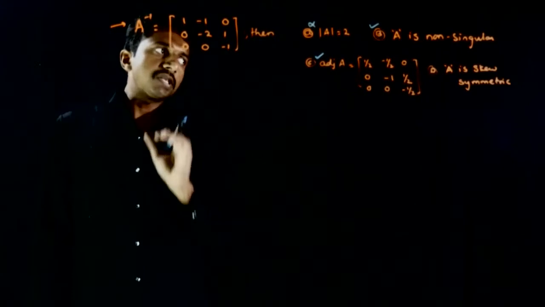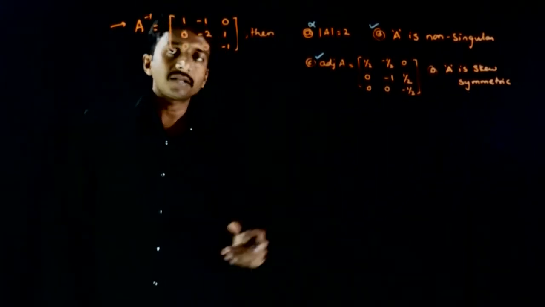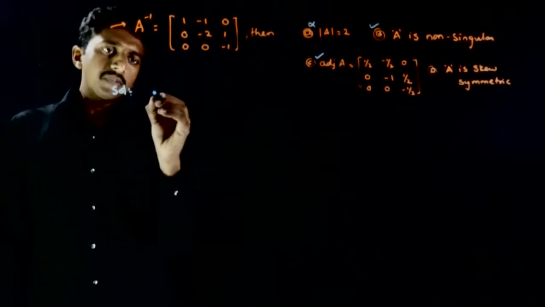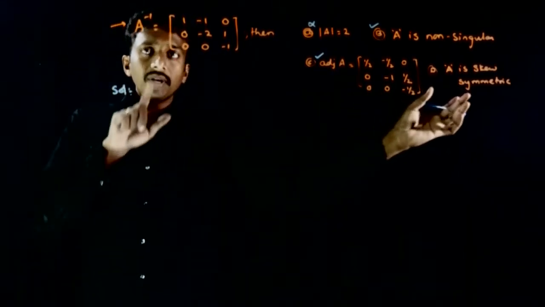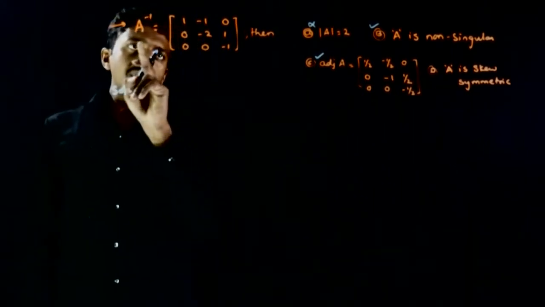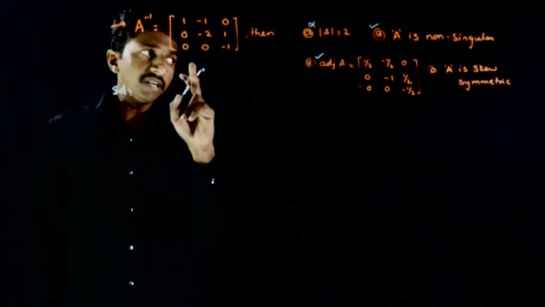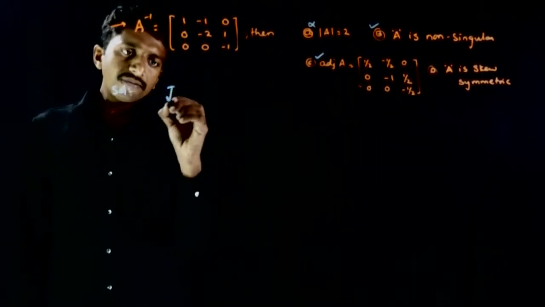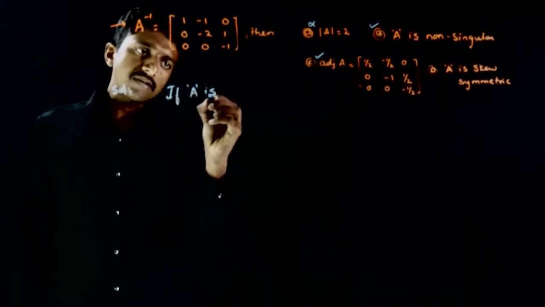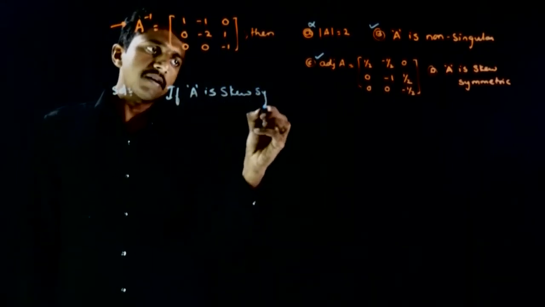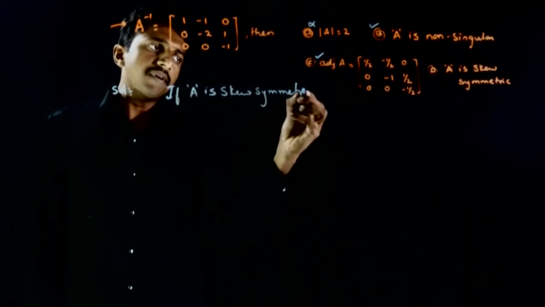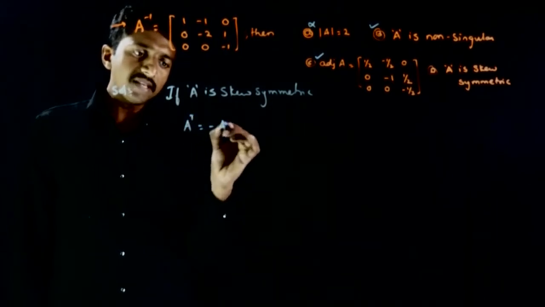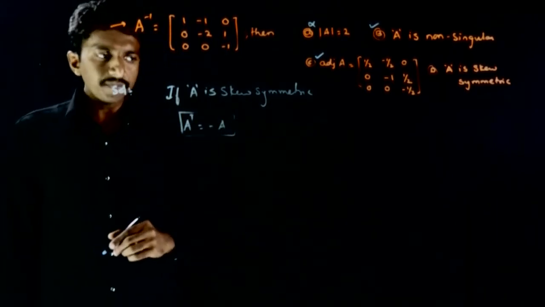So A inverse का nature is given. You are being asked to check whether A is skew symmetric or not. So देखिए. Let us try to relate A and A inverse. Obviously, you can see that A inverse is not skew symmetric. But can I say that A is skew symmetric or not? अगर fourth option सही है तो, if A is skew symmetric, then A transpose should be equal to minus A. This has to be satisfied.